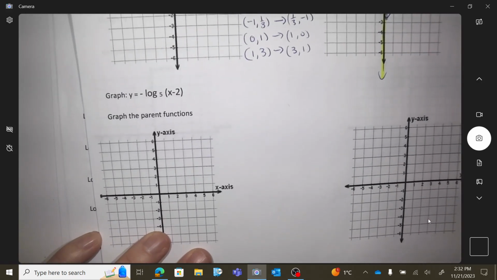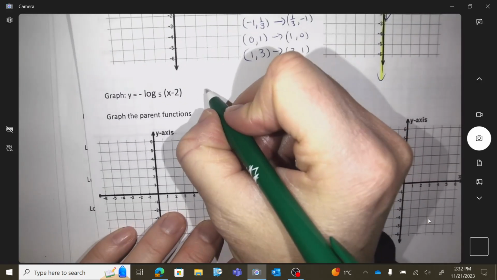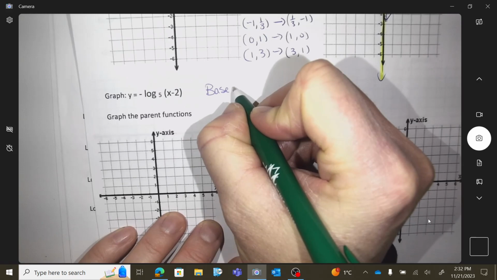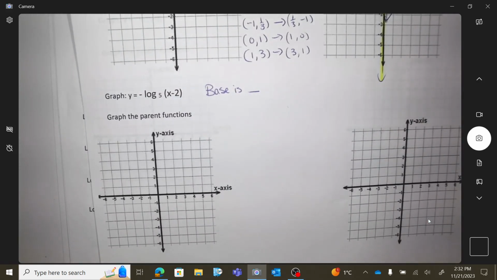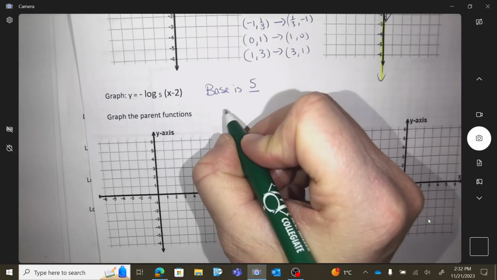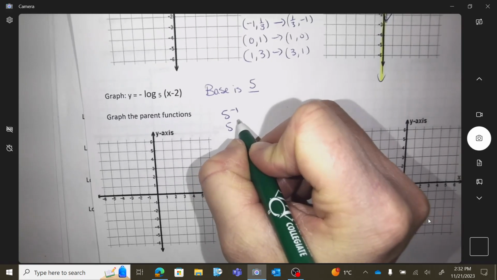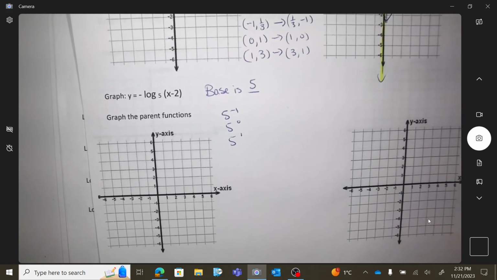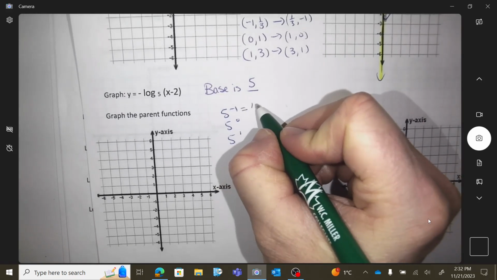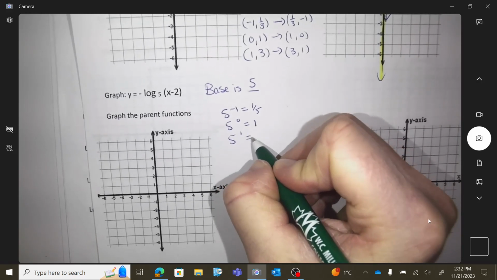Okay, so here's a log graph. What is the base that we're using when we just start? 5. Okay, so here we go. 5 to the -1, 5 to the 0, 5 to the 1. That's how I always start. Obviously with a different base sometimes, but that's how I always start. 1/5, 1, 5.